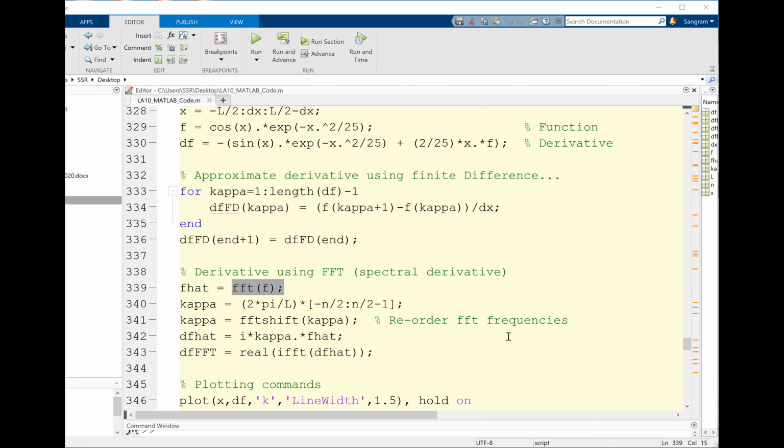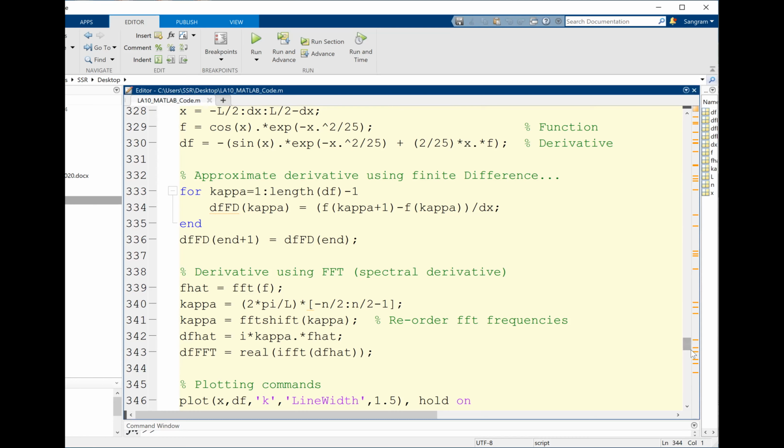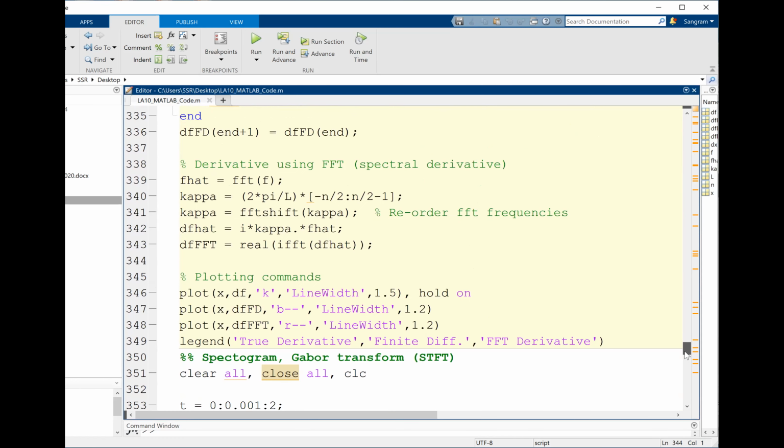And that is needed when you are trying to perform gradient descent or backprop or all types of machine learning algorithms. So you will see that the spectral derivative will be very, very useful when we study the machine learning applications.